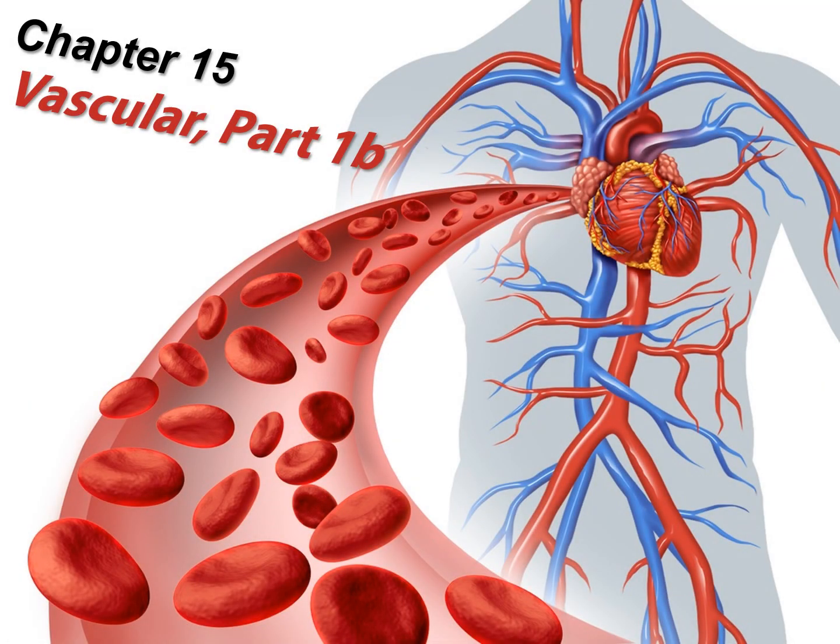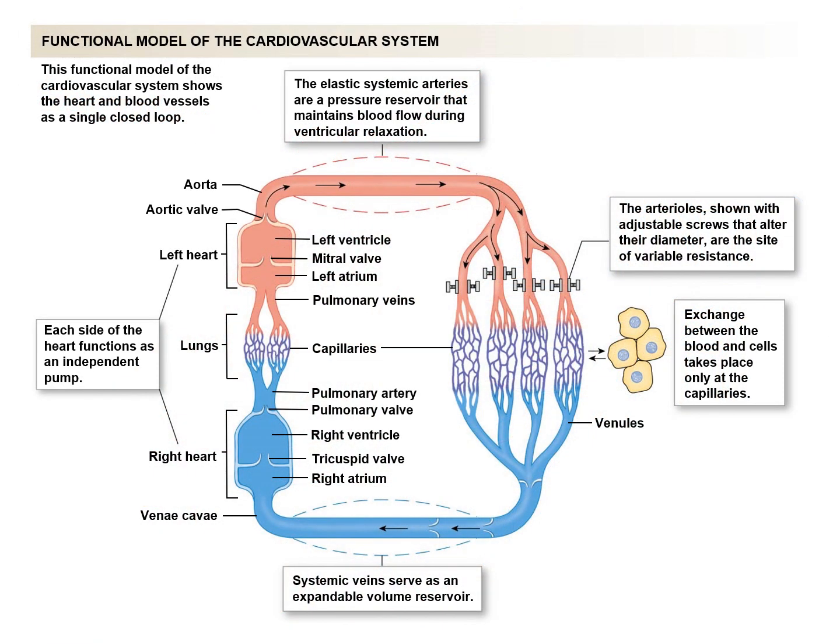Welcome to Chapter 15, Part 1b, the vascular system. We left off last time talking about the two sides of blood flow and the role of different parts of the vascular system in ensuring that blood flow occurs. In order for blood flow to occur, you have to have pressure.